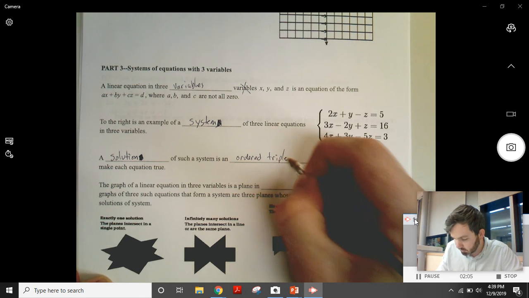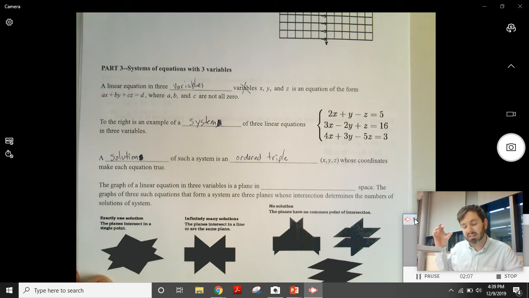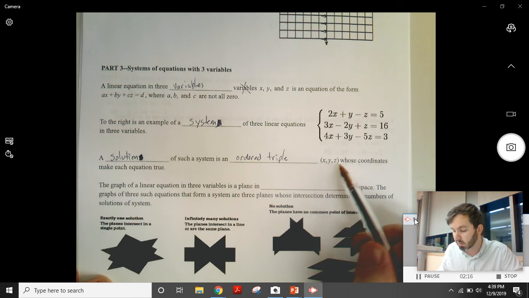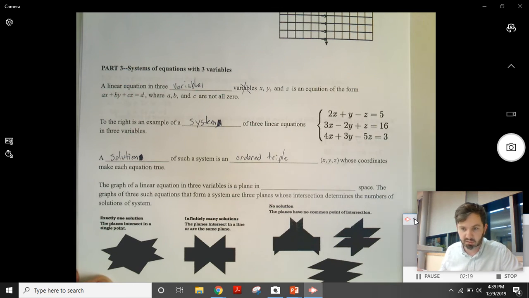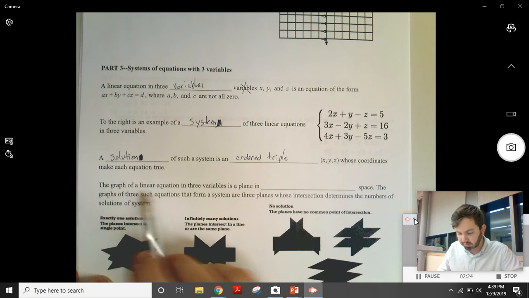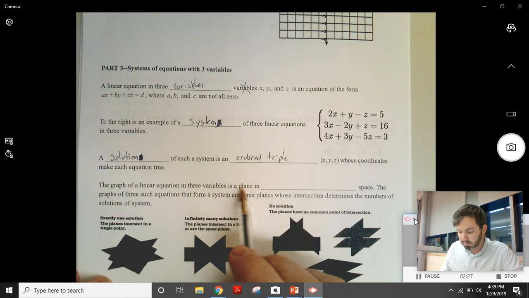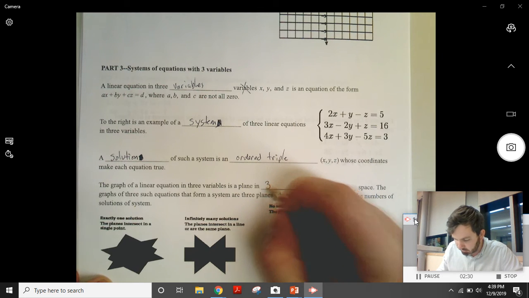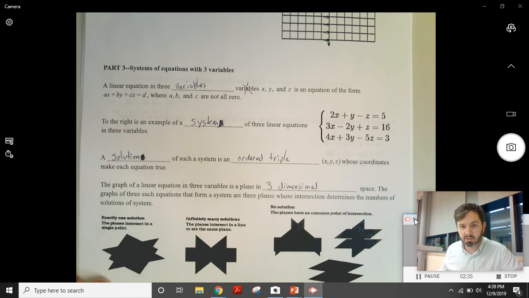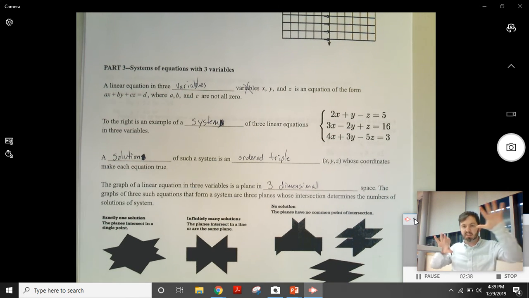Before we were looking at ordered pairs, right? When lines intersect, they intersect at a point, and we call that an ordered pair. These ordered triples now are going to have 3 numbers, x, y, and z, where before our ordered pairs obviously only had 2 numbers. Last but not least, the graph of a linear equation in 3 variables is a plane in 3-dimensional space. So we're thinking about these as planes that extend in multiple directions, and we're looking at multiple planes and where they intersect.